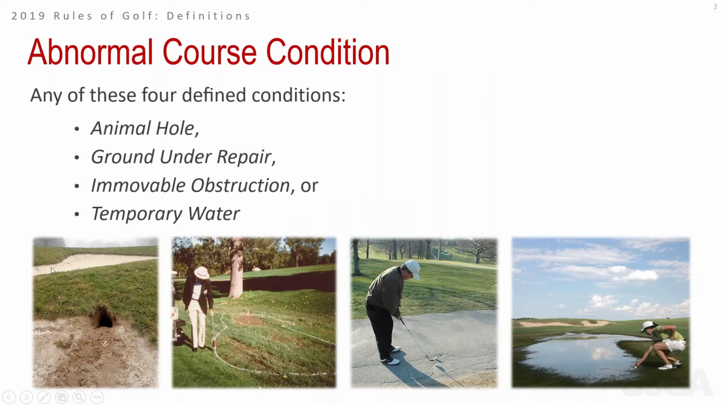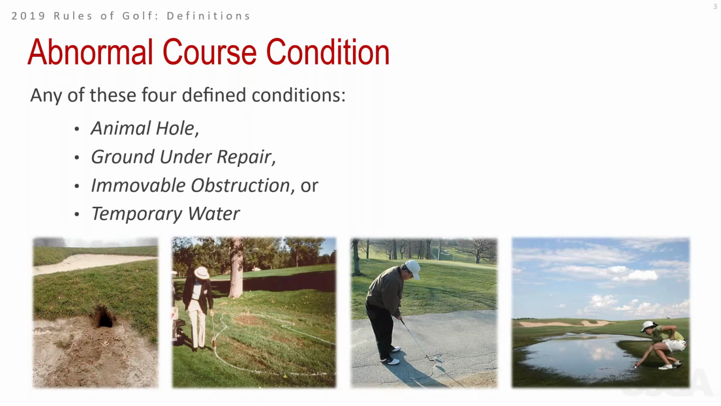So one of the first concepts we'll cover is an abnormal course condition. And as you can see here, there are 4 defined conditions that meet that definition of abnormal course condition: the animal hole, ground under repair, an movable obstruction, and temporary water. An abnormal course condition also has its own rule, Rule 16, that really talks about it in depth in the relief procedures that go into where your drop may be and where you can get.